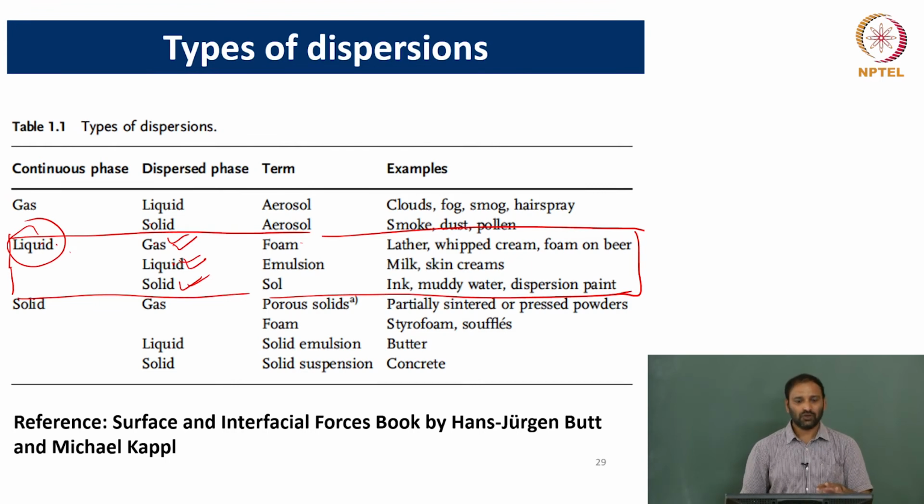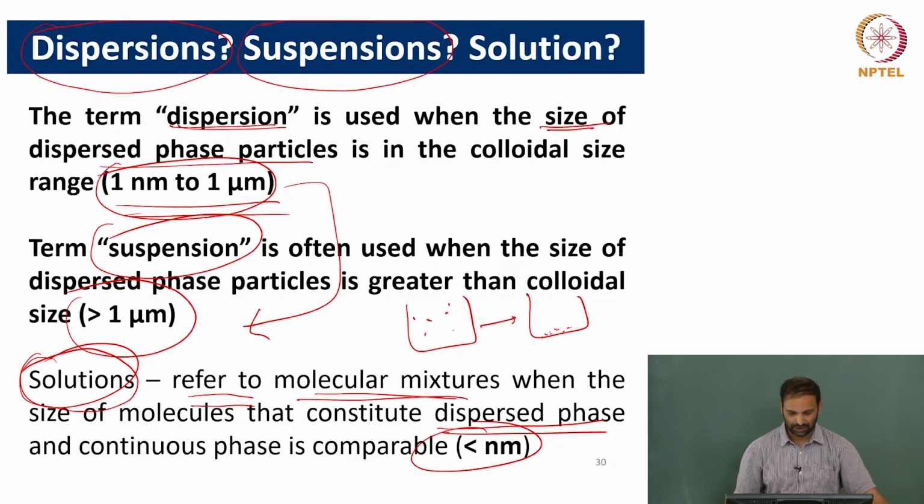So whenever we talk about colloids, what we are talking about is the size of the dispersed phase. In this case, the continuous phase is liquid, so automatically the size of the molecules is even smaller than the colloidal length scale. Does that answer your question? Yeah. His question is, do they exhibit Brownian motion? We'll talk a little bit about that in the few lectures to come.